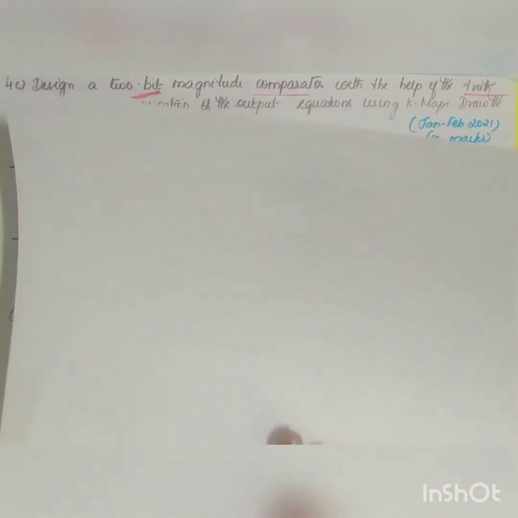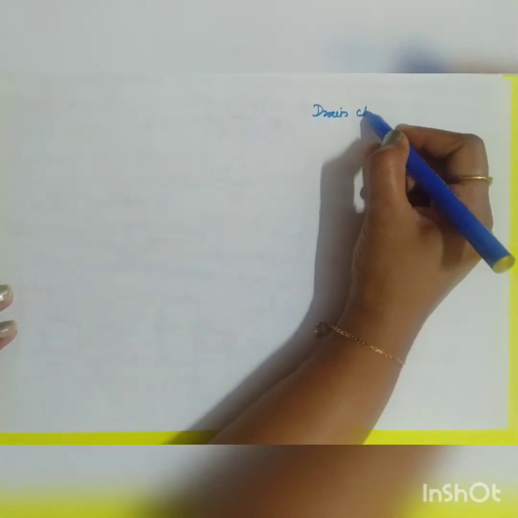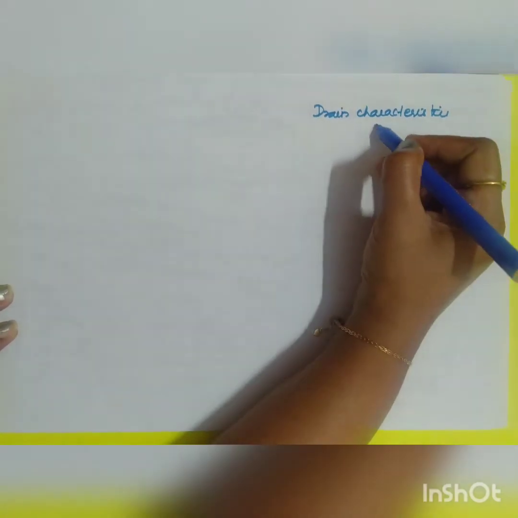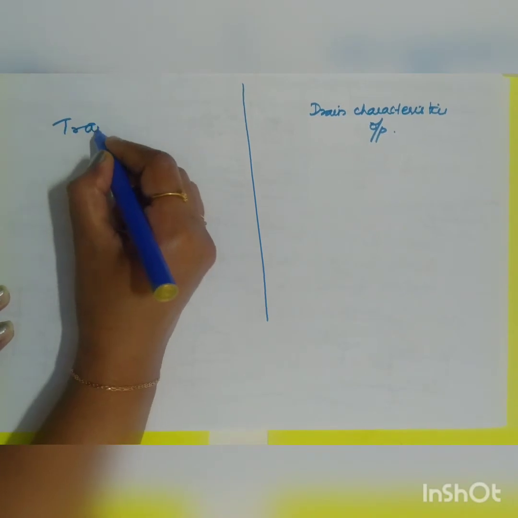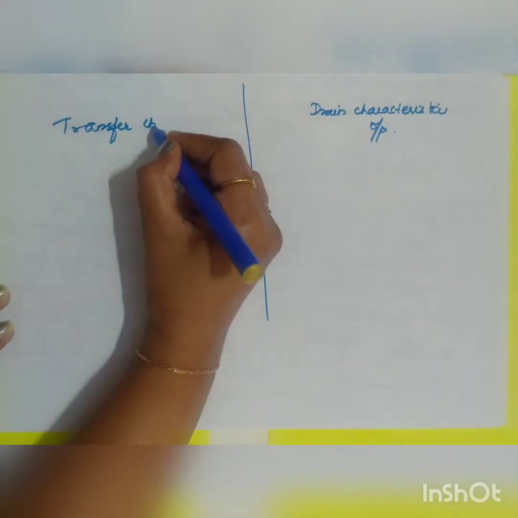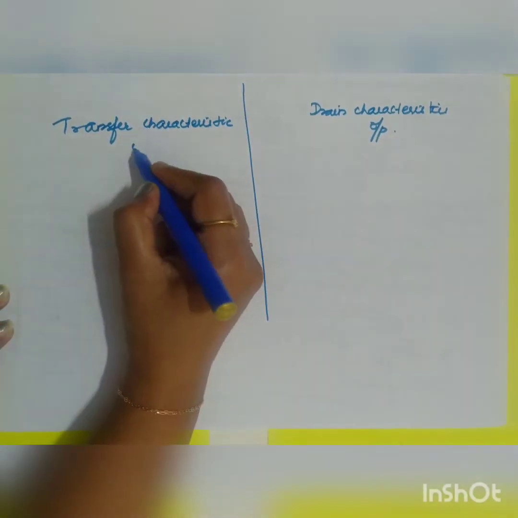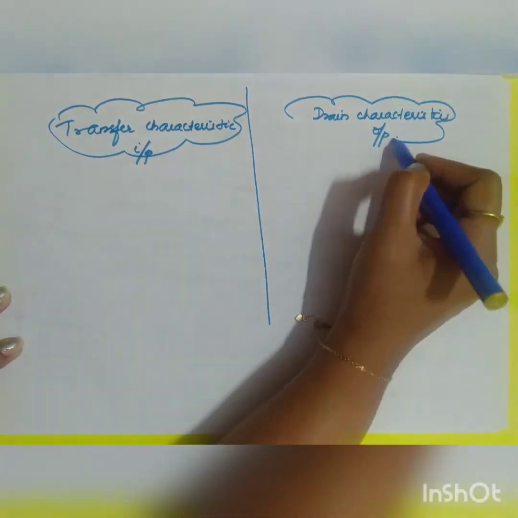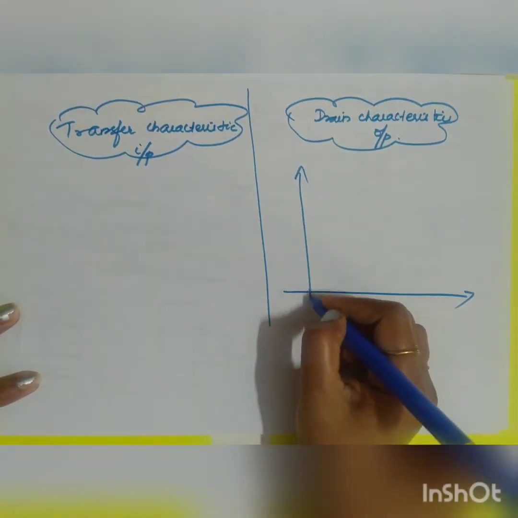What will be your characteristic curves? You have two characteristic curves. One is called your output characteristics or drain characteristics, and the second one is called your transfer characteristics, or input characteristics. So what are your drain characteristics or output characteristics? When you draw the graph by varying your output parameters.